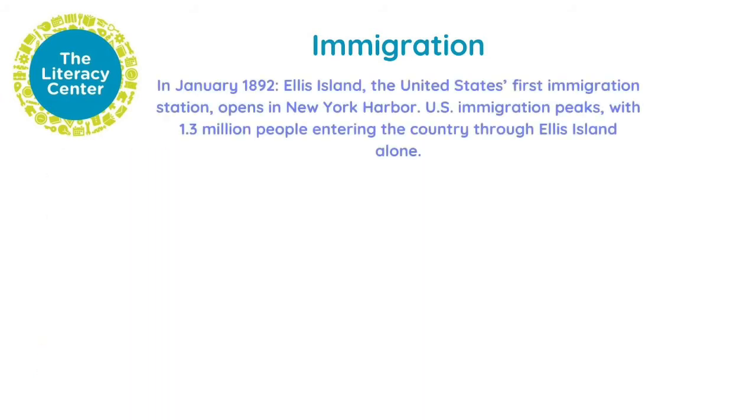So finally, in January 1892, Ellis Island, the United States' first immigration station, opened in New York Harbor, US. US immigration peaks with 1.3 million people entering the country through Ellis Island alone.